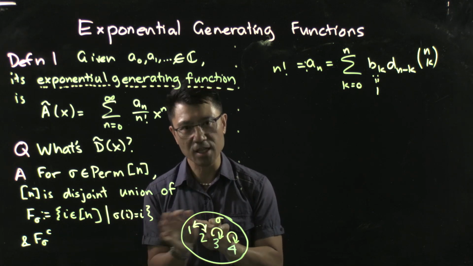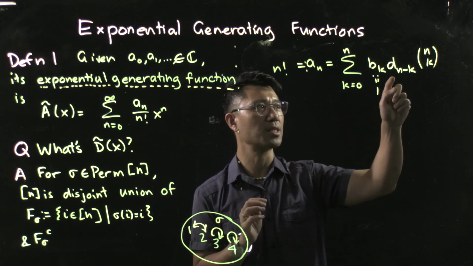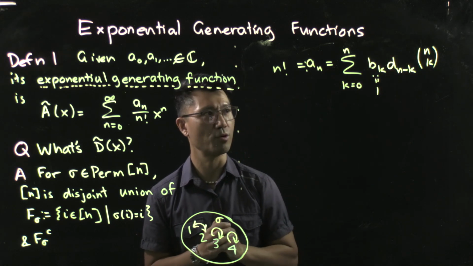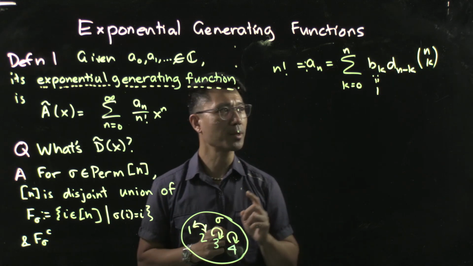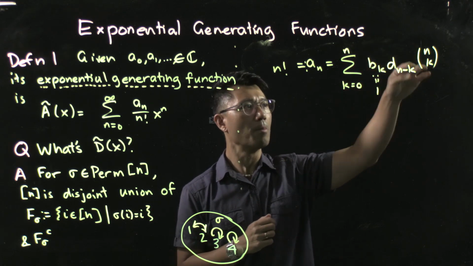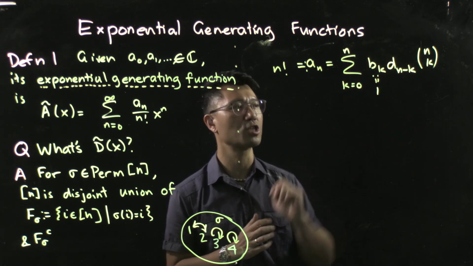So that's the number of derangements of n minus k things, so that's d n minus k. And so when you form this sum, you'll get n factorial. Now when you look at this, this looks a lot like the coefficients that you get in the Cauchy product.